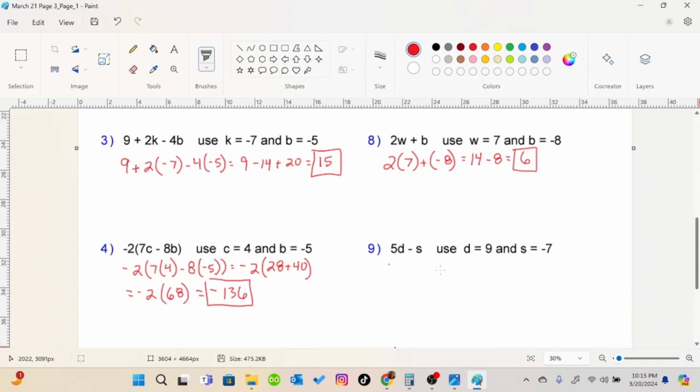Number 9. D equals 9 and S equals -7. 5 times 9 is 45, and 45 plus 7 equals 52. Final answer.